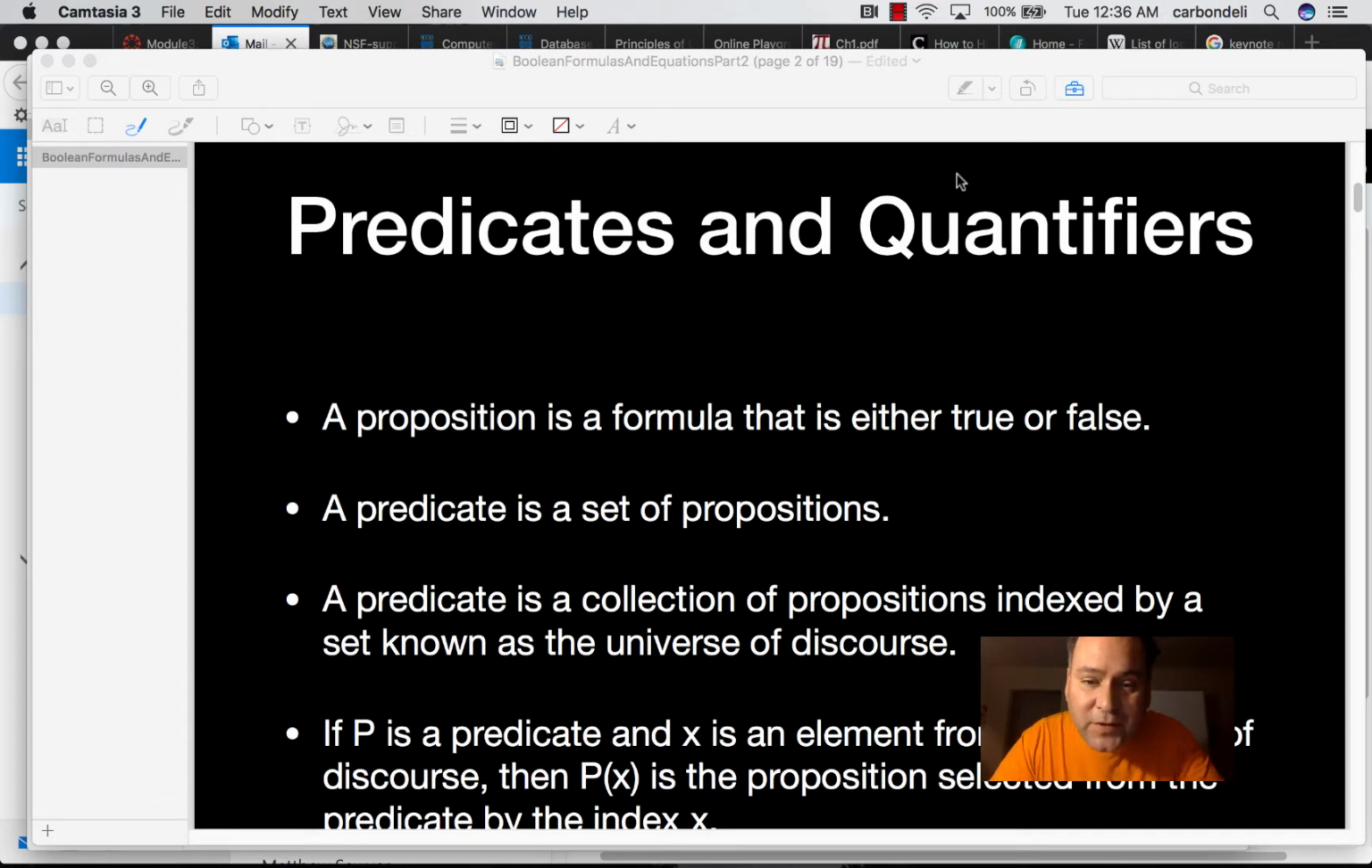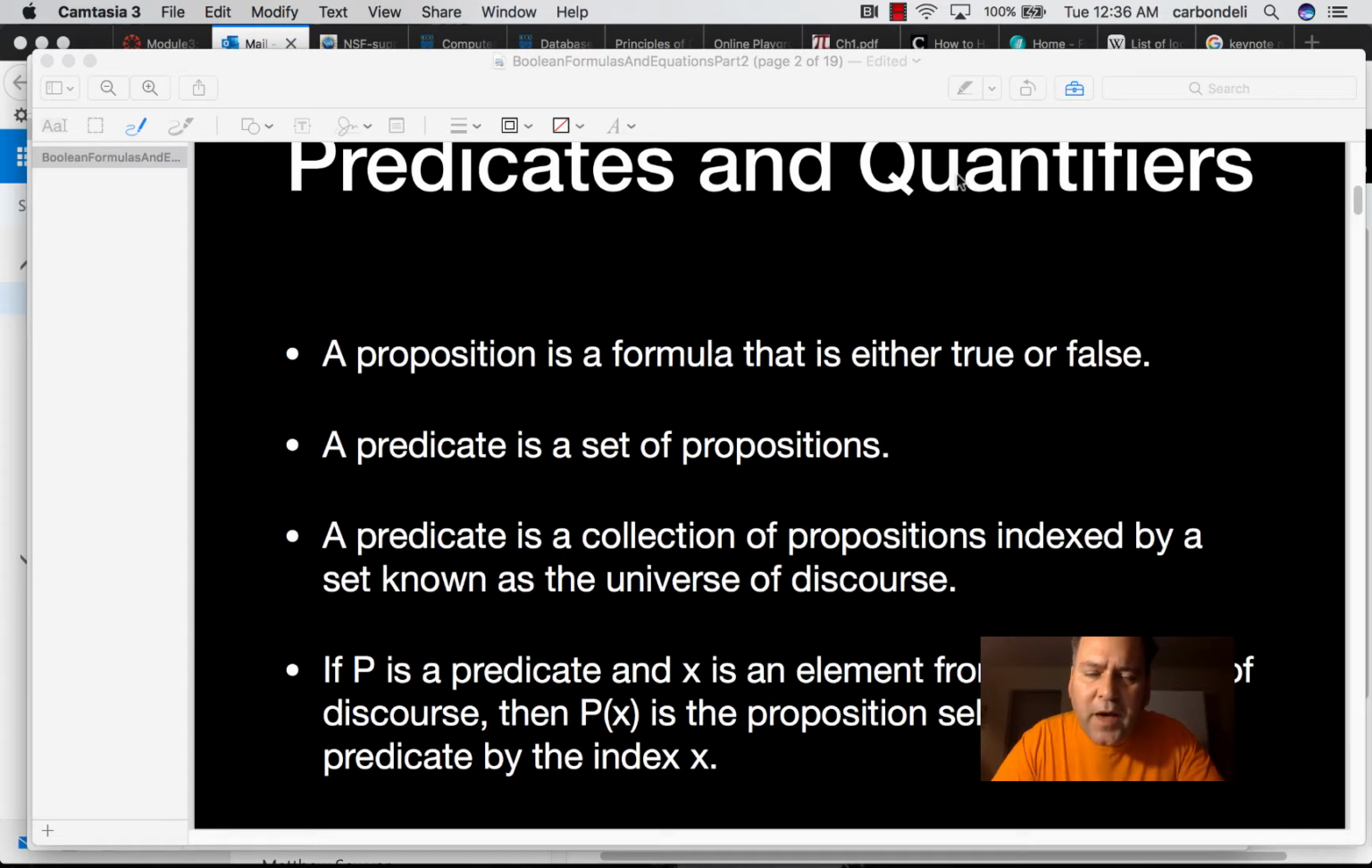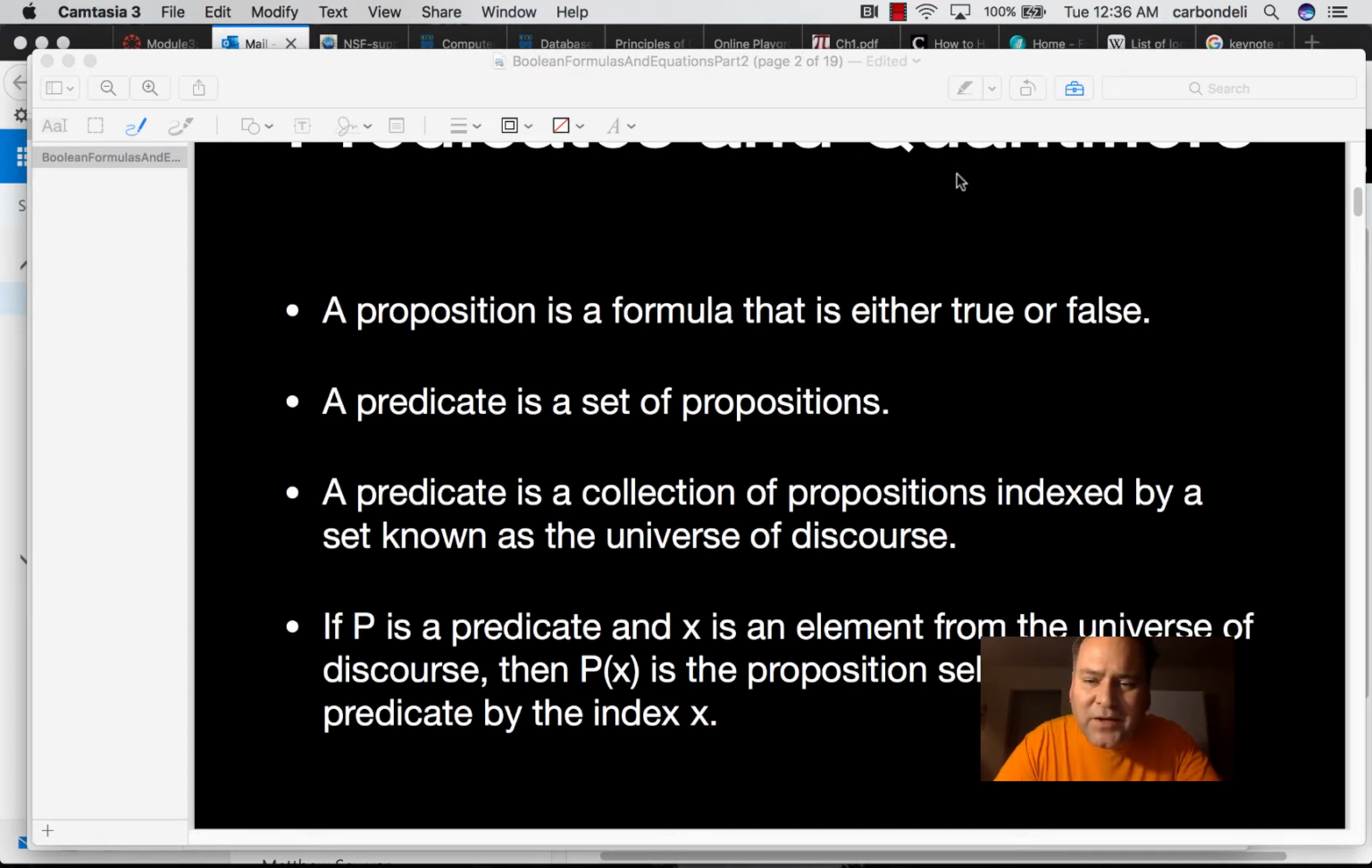A proposition is simply a formula that is either true or false. What's defined as a predicate is a set of propositions. A predicate is a collection of propositions indexed by a set known as the universe of discourse. If we define P as a predicate and X as an element from the universe of discourse, then what we call P of X is the proposition selected from the predicate by the index X.